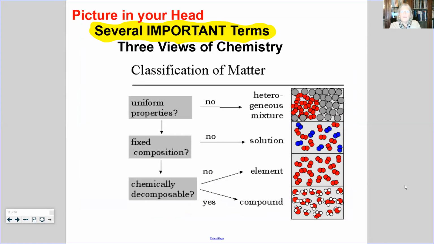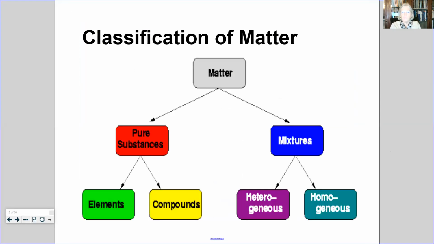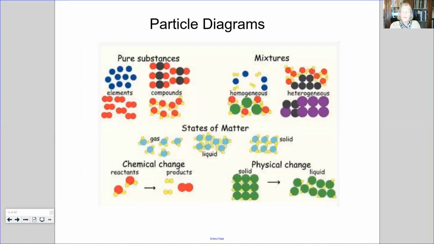So, several important terms: heterogeneous, homogeneous, uniform properties, fixed composition. Are they chemically decomposable? You will look into all of these terms as you study classification schemes. So this is the most common, the most simple. This is the basic format to have in your mind. But I will go quickly through looking at all of those classifications from a particulate nature also. What do these particles tell you about the different classification schemes?